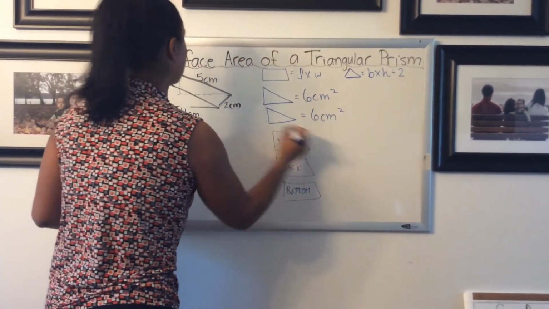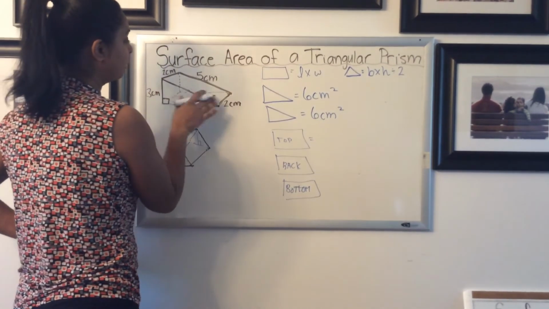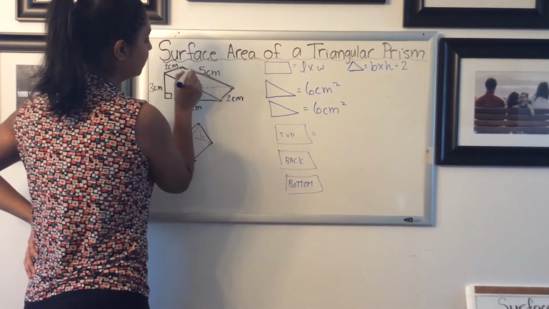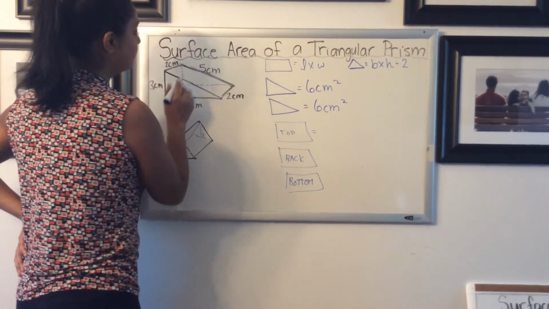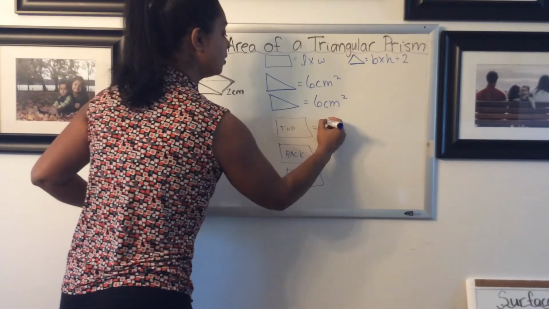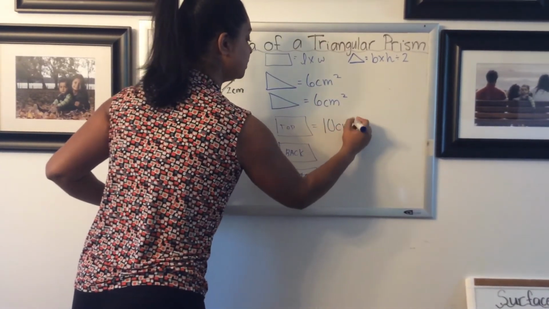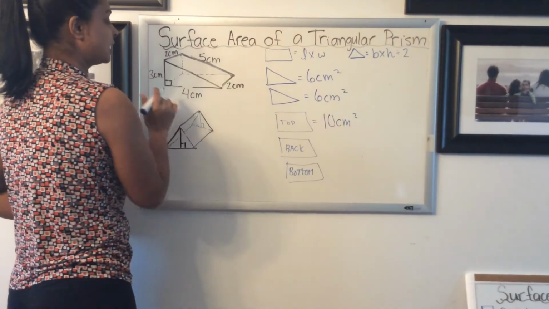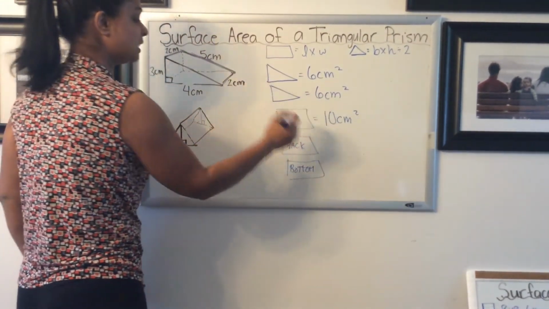Okay, so that top rectangle, again, be really careful looking for your length times width. It looks like I'm working with 5 times 2. 5 times 2 is 10. And so I've got a top that is 10 centimeters squared. I'm not dividing by 2 this time because it's a rectangle. A rectangle is just length times width.